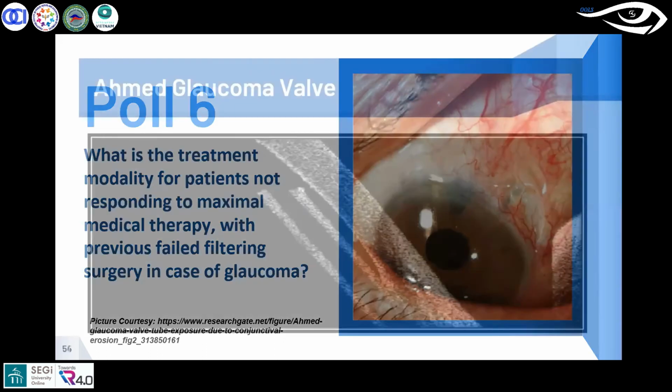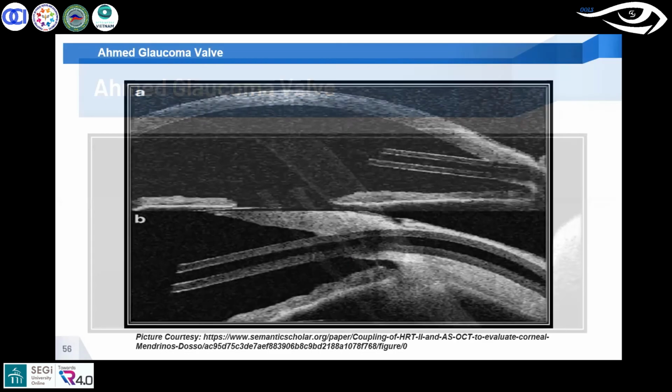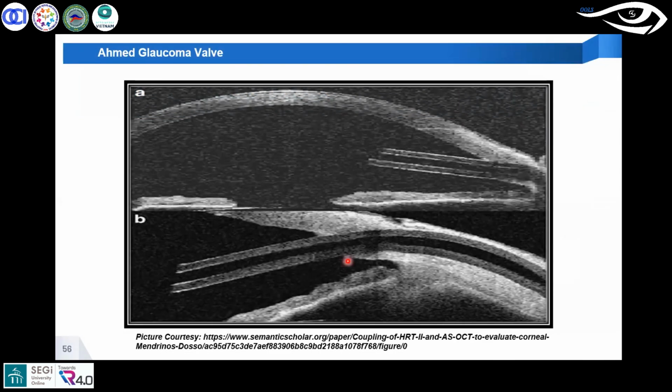Next, we have the image of Ahmed glaucoma valve and how it would appear in an AS-OCT image. This will actually have a tube which is present, which allows the drainage of fluid from the posterior chamber to the anterior chamber. So this is how it would look in an AS-OCT image. So that's it for the various diagnoses of glaucoma.